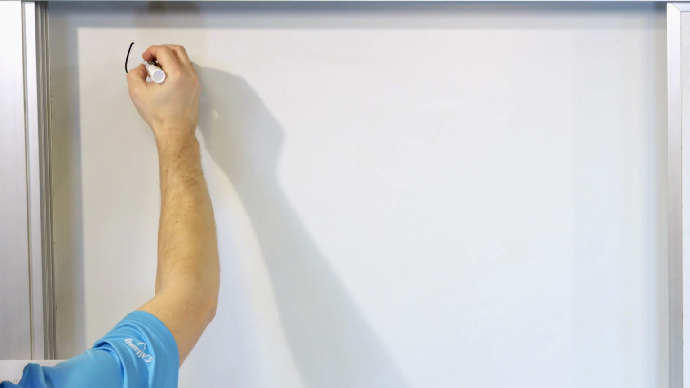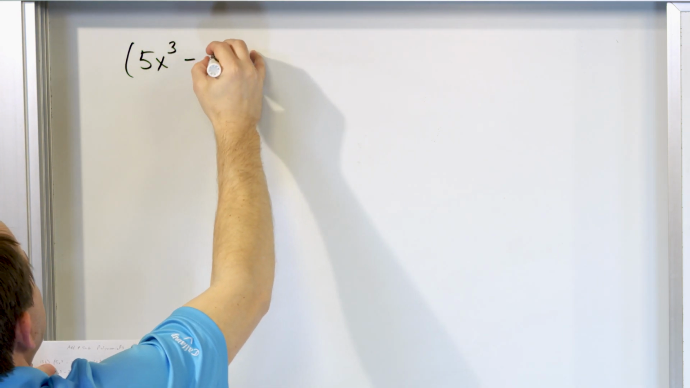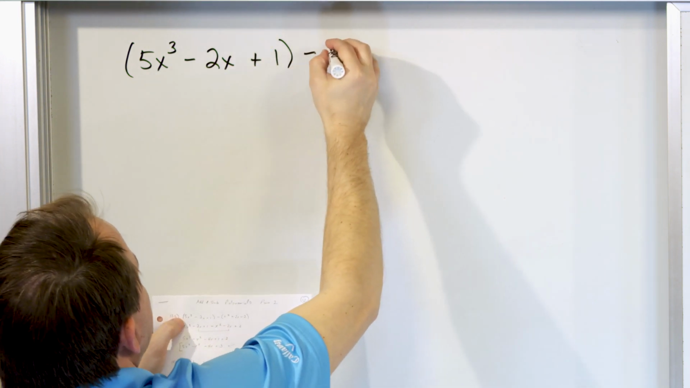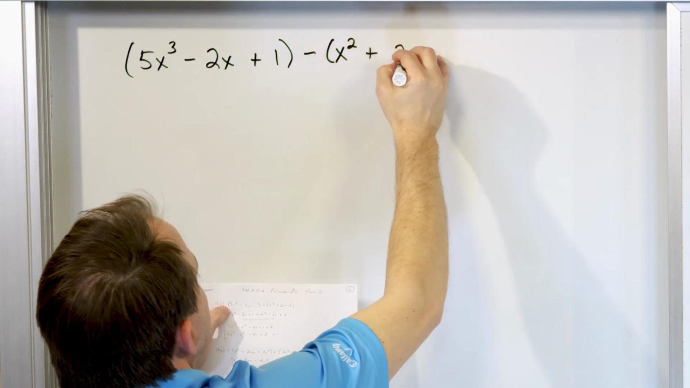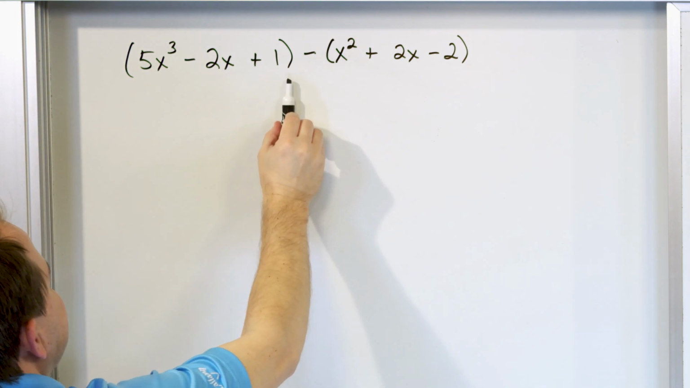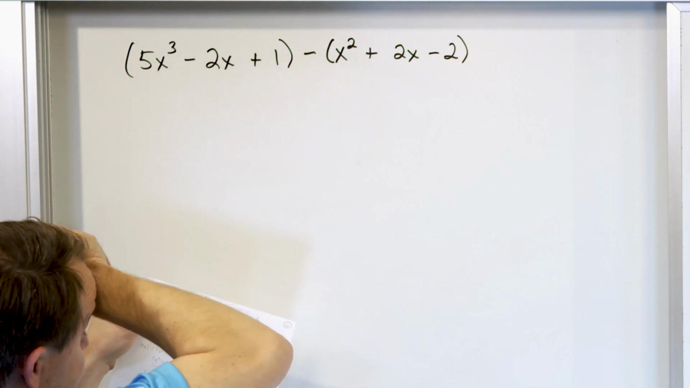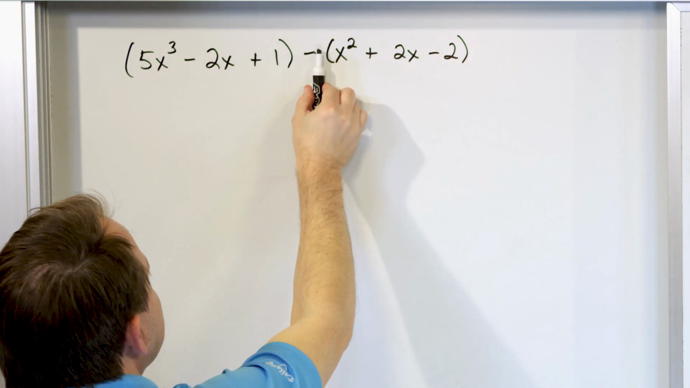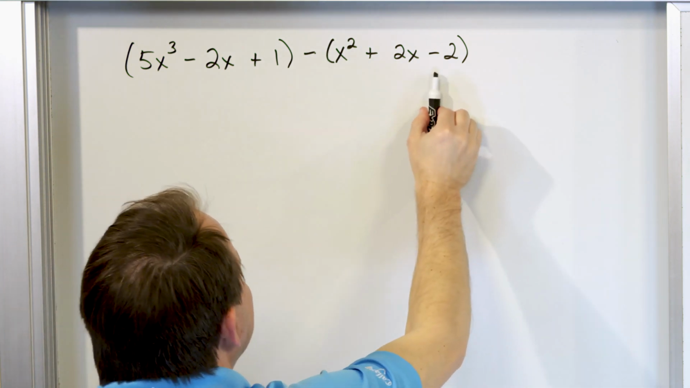So for the first one, let's say we had 5x cubed minus 2x plus 1, and we're going to subtract from that x squared plus 2x minus 2. Again, we don't really need the parentheses around this. I'm just grouping it, showing you here's a trinomial, and we're subtracting them. Whenever you actually drop the parentheses, of course, you have a minus 1 out here. This is a sort of implied negative 1, which has to be multiplied into every term there.